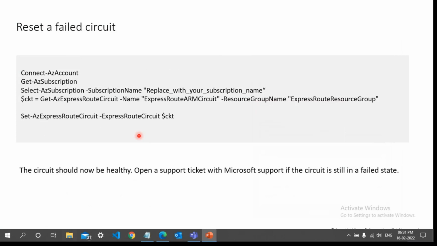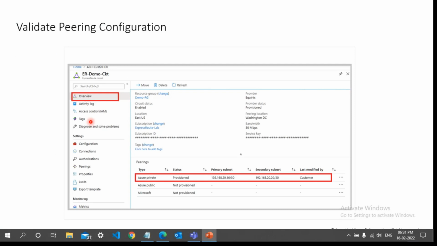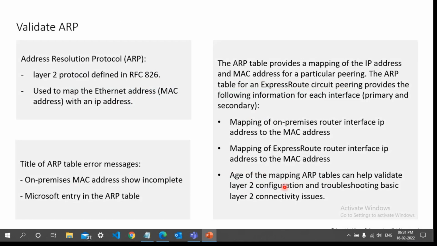Now, if you have got a failed message, then you can also reset it by using this shell script. And for validating your peering configuration, whether you have a Microsoft peering or a private peering, if you want to know whether the peering was successfully connected or not, you can go to your Microsoft Azure ExpressRoute circuit, go to the overview section, and at the bottom you will note the peerings: whether they're provisioned or not provisioned, what their subnet is, and when they were modified. So you can find that out.